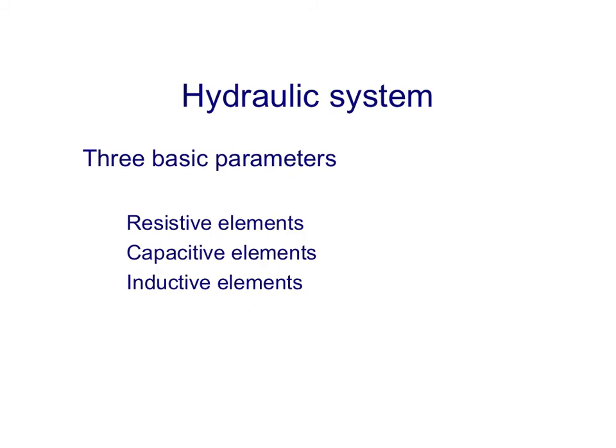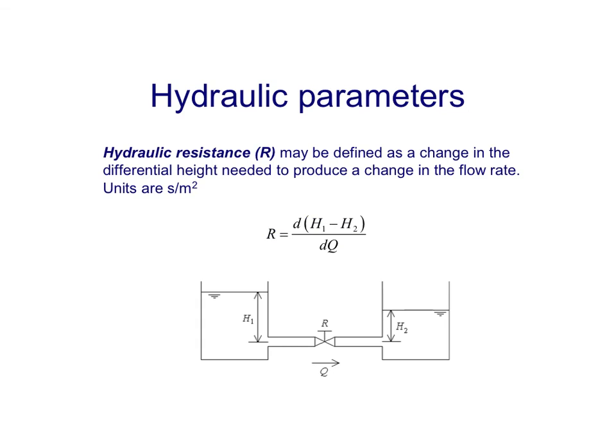Again, we're going to have three basic parameters: resistive elements, capacitive elements, and inductive elements for a hydraulic system. First, we consider the hydraulic resistance. This may be defined as a change in the differential height needed to produce a change in the flow rate. The formula for this is that R is going to be the derivative of the difference between heights with respect to the flow. This quantity is usually a constant.